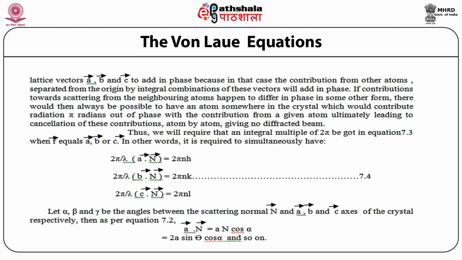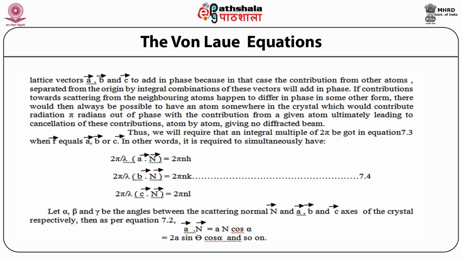A, B or C. In other words, it is required to simultaneously have 2 pi by lambda times A vector dot N vector equal to 2 pi NH, 2 pi by lambda times B vector dot N vector equal to 2 pi NK, and 2 pi by lambda times C vector dot N vector equal to 2 pi NL. We'll call all these three equation 7.4.